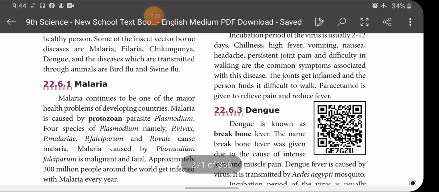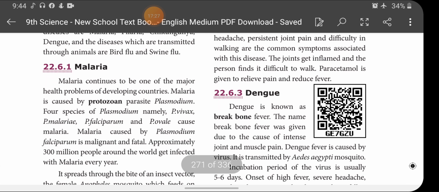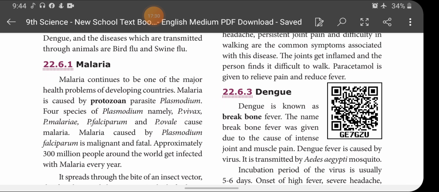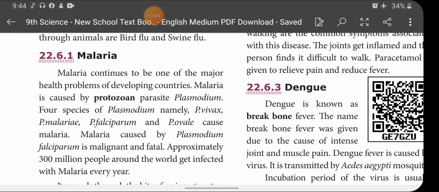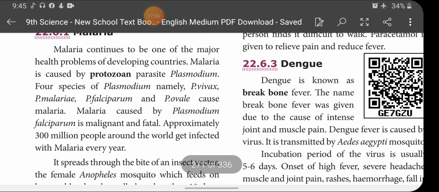Let's see malaria. Malaria continues to be one of the major health problems of developing countries. Malaria is caused by a protozoan parasite called Plasmodium. There are 4 different species of Plasmodium: Plasmodium vivax, Plasmodium malariae, Plasmodium falciparum and Plasmodium ovale are the 4 types of malarial parasite which cause malaria. Malaria caused by Plasmodium falciparum is malignant and fatal.